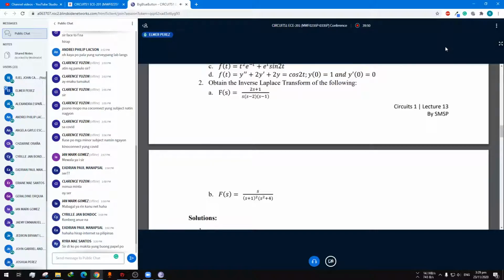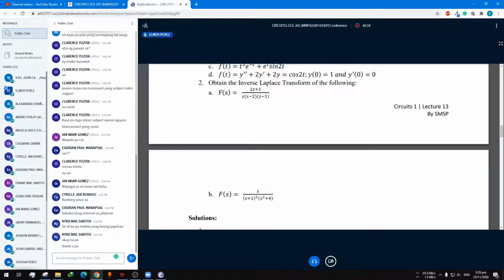Pero, oh my God. Nag-overheat daw yung phone ko. Okay, let's finish this fast. Kasi nag-hotspot lang ako sa phone ko.